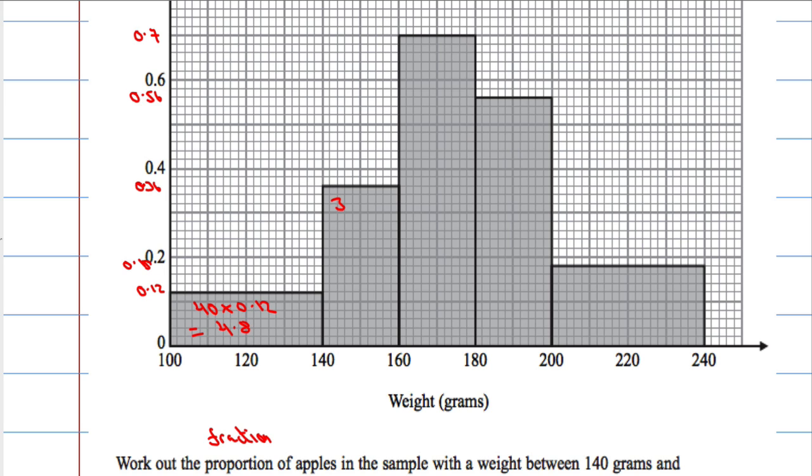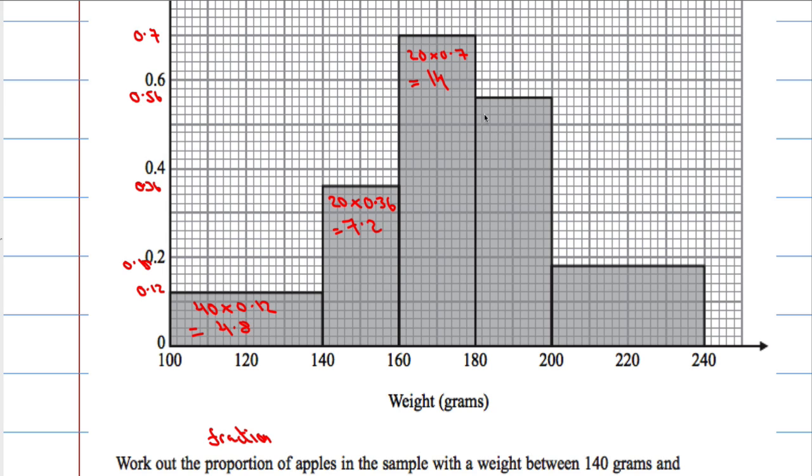Here it's 20 wide multiplied by 0.36. 36 times 2 is 72, 720 divided by 100 is 7.2. Then we're doing 20 times 0.7, which equals 14.